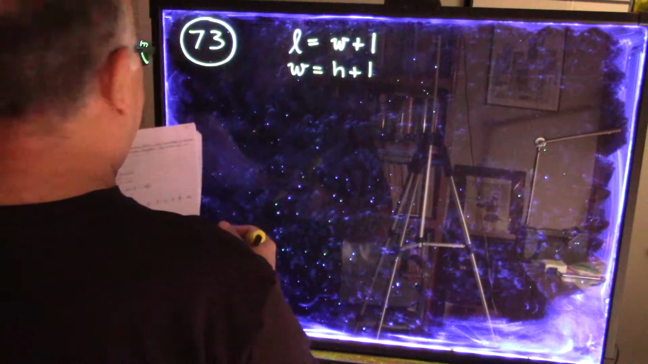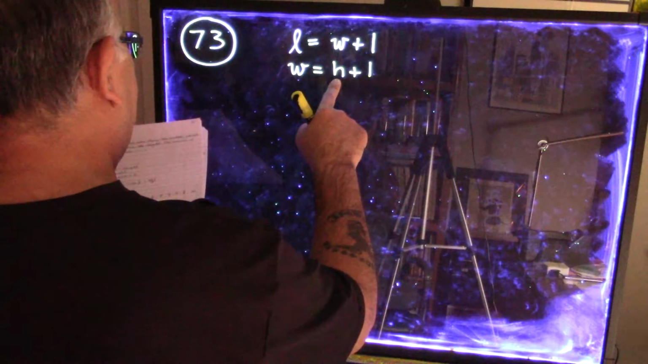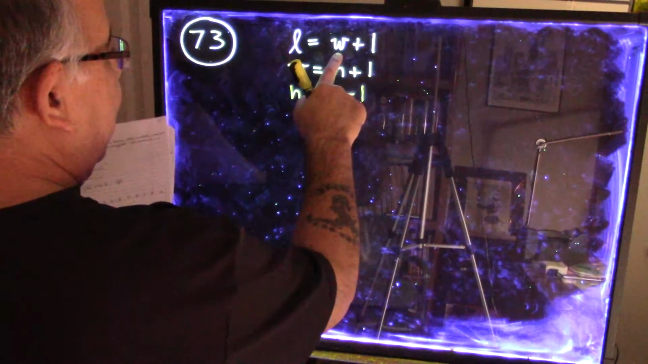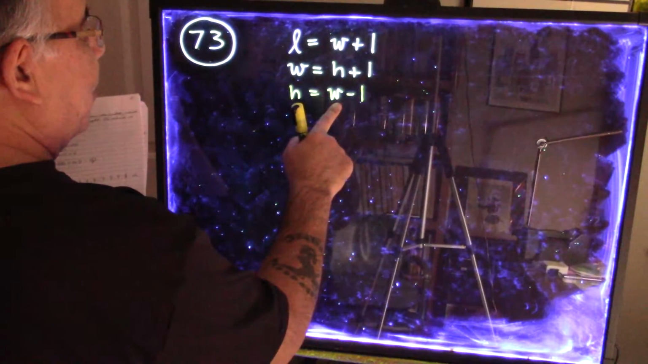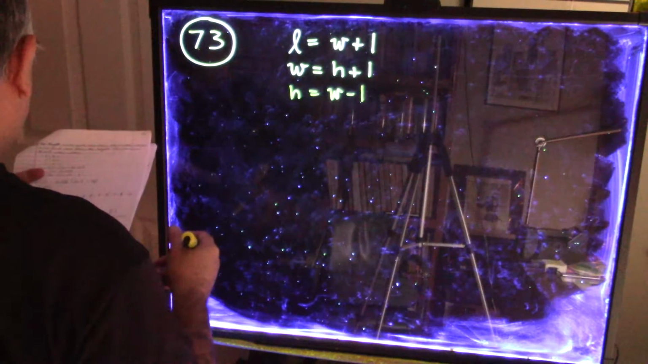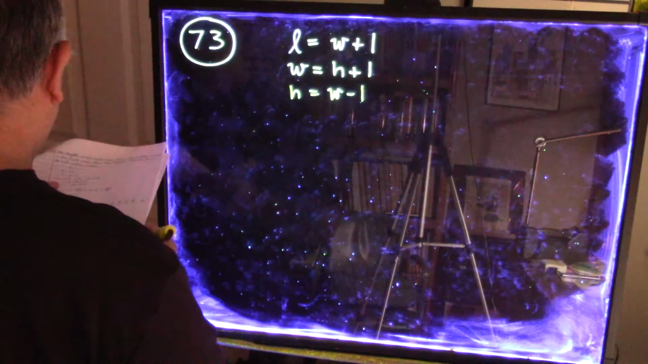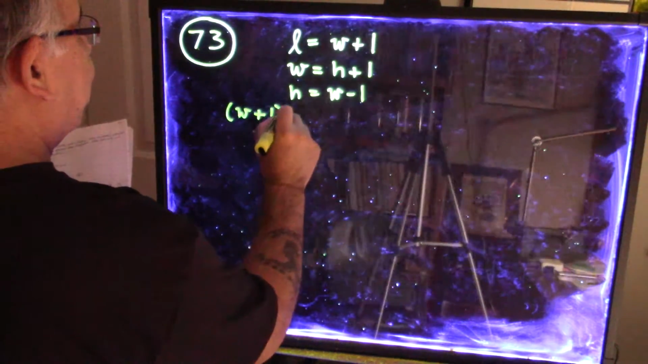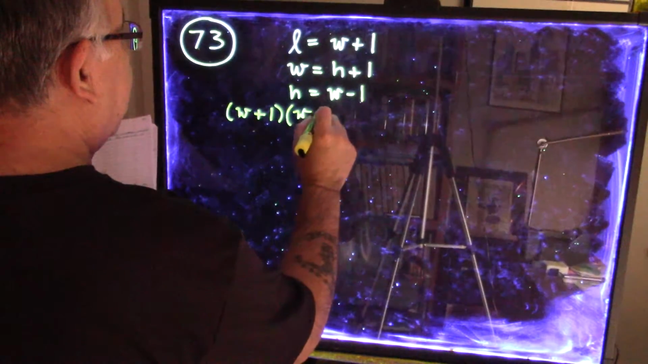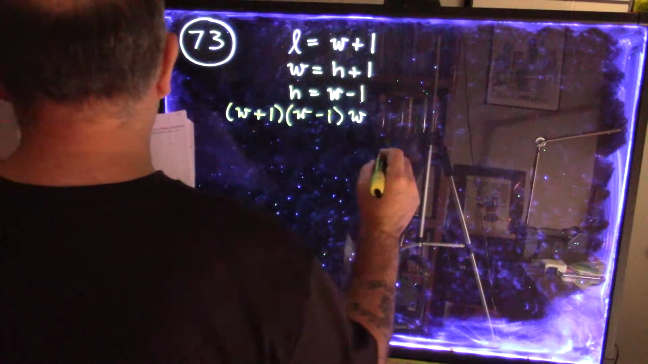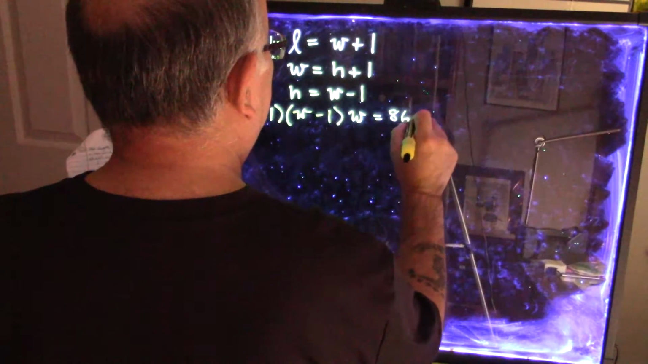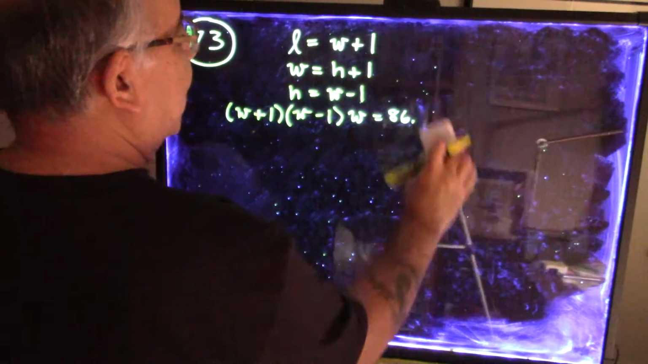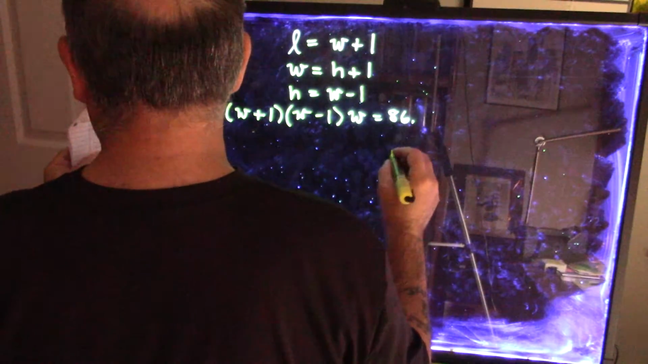So what we want are all W's. So solve this for H. H is W minus 1. So we have length in terms of W, we have height in terms of W, and W is, of course, in terms of W. So what do we have here? We have length, width, height. Okay, so that's W plus 1. Length times width times height is volume. And W minus 1. And W is 86.625. Oops. Don't write that 2 just yet. Jumping the gun, as they say. 86.625.